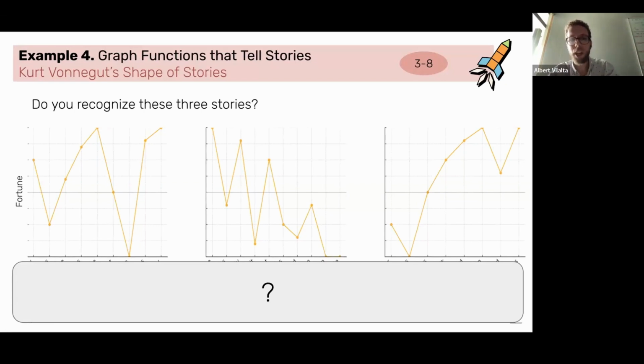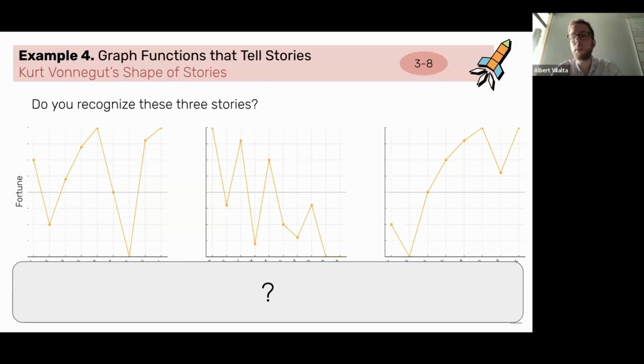Now, I am sharing with you 3 graphs. The vertical axis is the fortune of the main character of the story. The horizontal axis is the timeline, okay? Now, this is very difficult. I don't expect you to guess, right? But let's think, what story is this graph telling? 3 popular stories in American literature. Well, not only American literature, beyond, universal literature, but well known for an American audience. I made sure that that's the case.